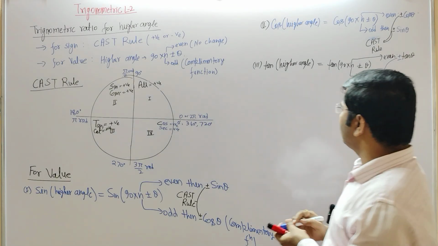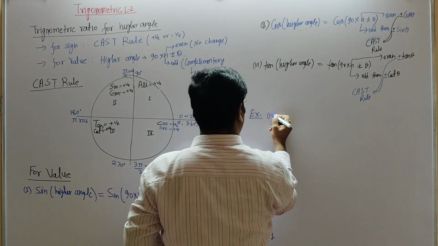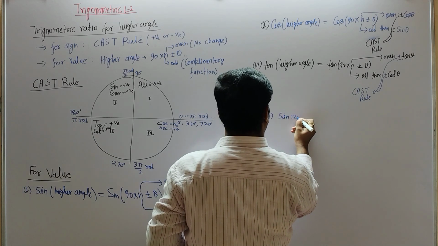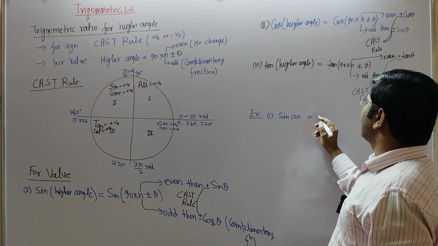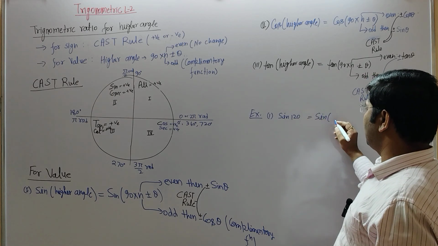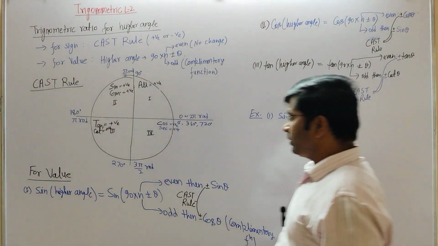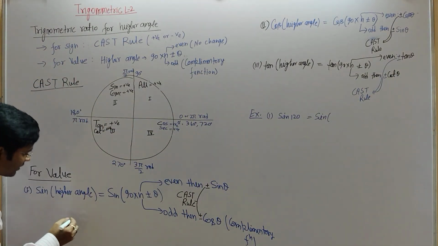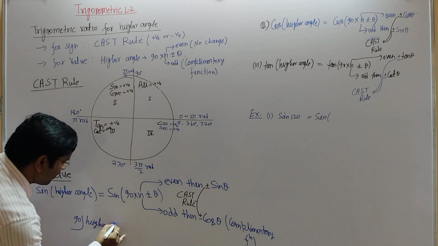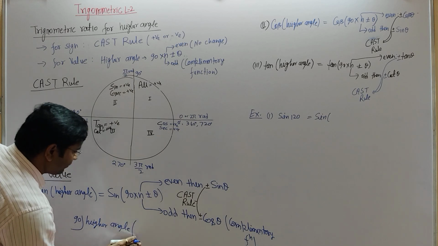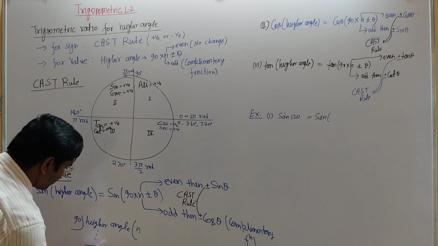Now we will see examples. Here we are going to see the fifth example. Number 1: we have to find the value of sine 120. If there is a bigger number, you can handle the higher angle like this: you divide by 90, and you will get some number as quotient and some remainder.